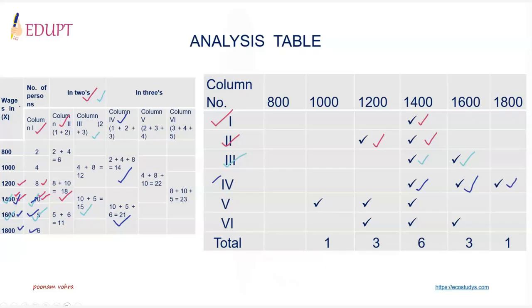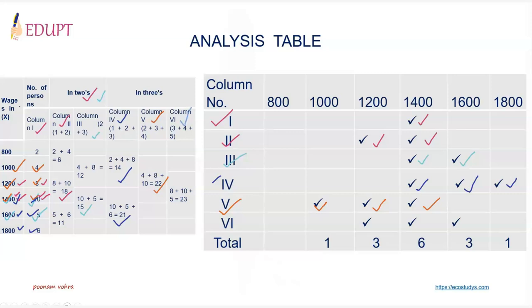Now look at column 5. It has only one group whose frequency is 22. So this is the highest frequency. It is a combination of 4, 8 and 10, corresponding to the values 1000, 1200 and 1400. So for column 5, we shall have a tick mark for 1000, for 1200 and for 1400.